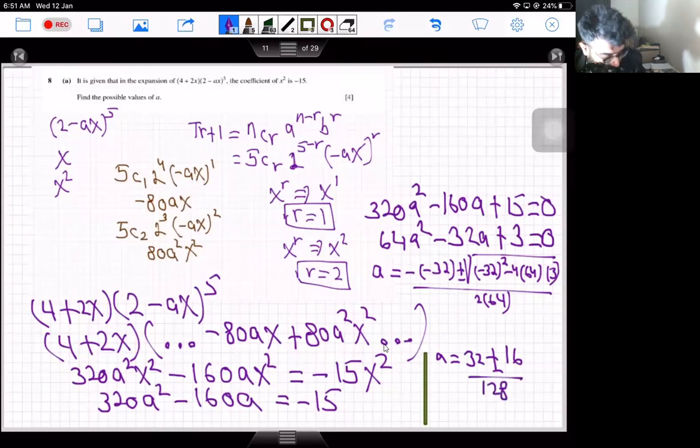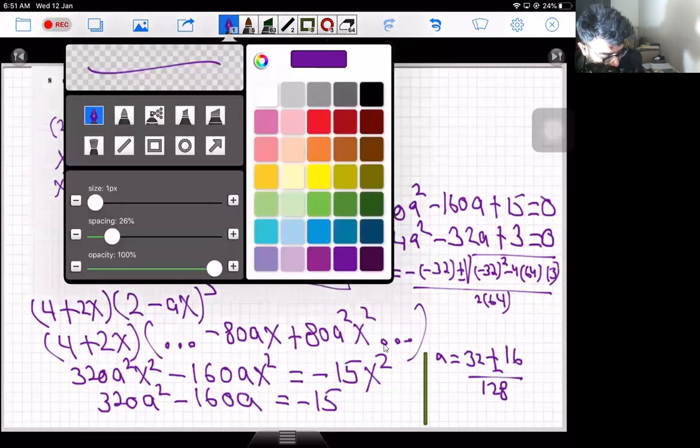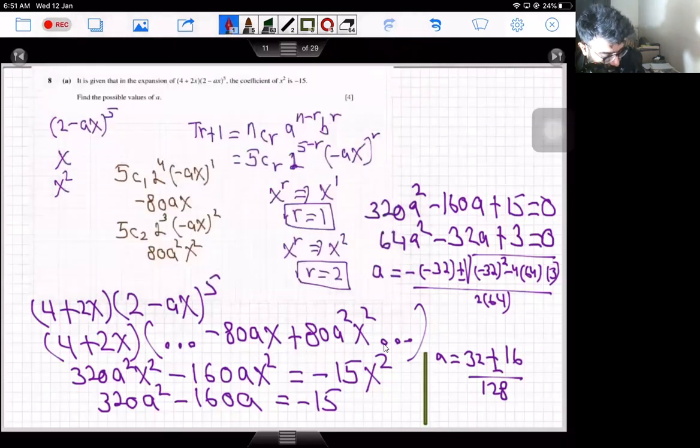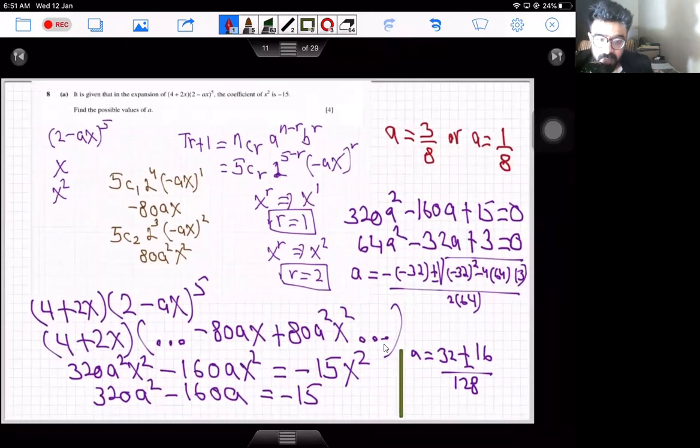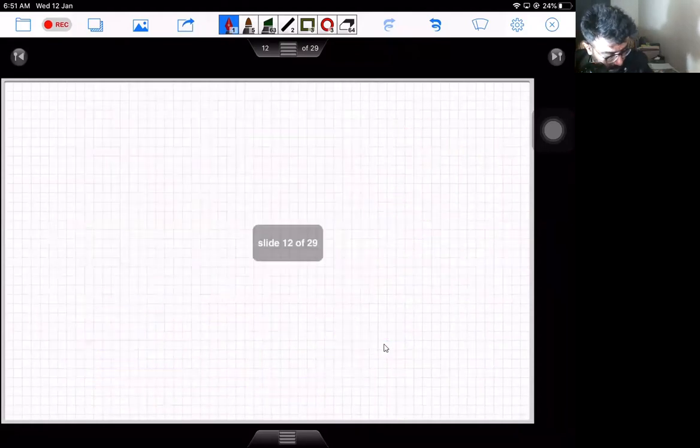So one possible value of a, I'm writing it over here at the top. One possible value of a is 32 plus 16 divided by 128, which is 3 over 8. And the other possible value of a is 32 minus 16 and then divided by 128. This is 1 over 8. These are the two possible values of a, and this part was worth 4 marks. A is equals to 3 over 8 or a is equals to 1 over 8.